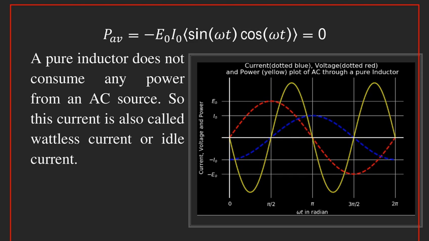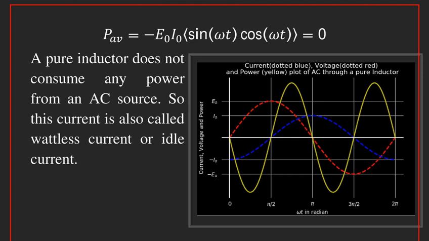And from this diagram we see the voltage represented by the red line, the current represented by the blue line, and the power represented by the yellow line. We see that in the first quarter power is negative, next quarter power is positive, third quarter power is negative, and in the fourth quarter power is again positive. So when power is positive, it means that the power is consumed by the inductor.